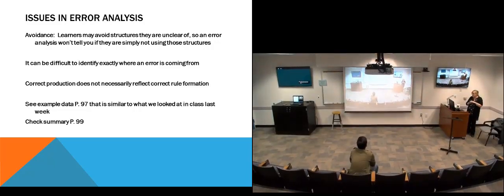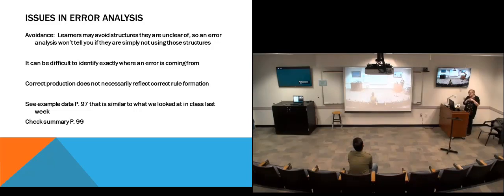This slide is called Issues in Error Analysis, and this is some of the problems. Okay, error analysis, just like contrastive analysis, is not the be all and end all, right? There are problems with error analysis, and this is the part that is also in your book.